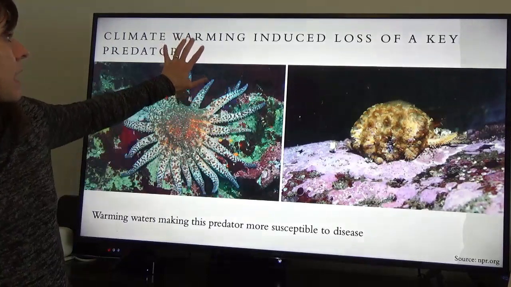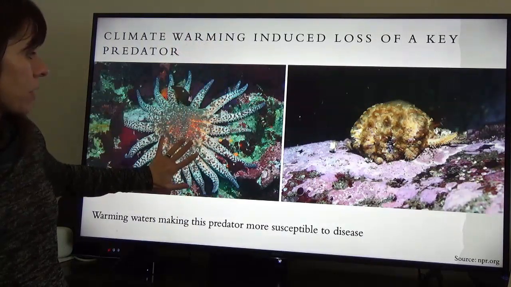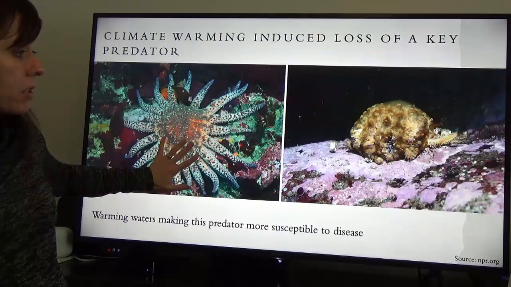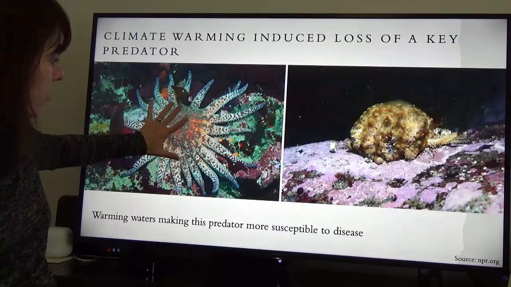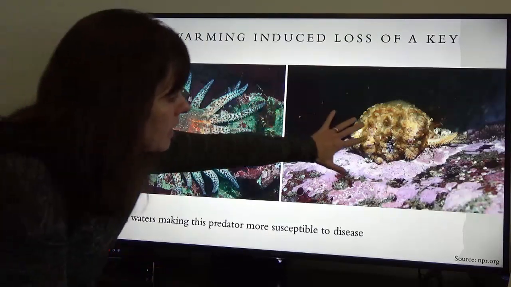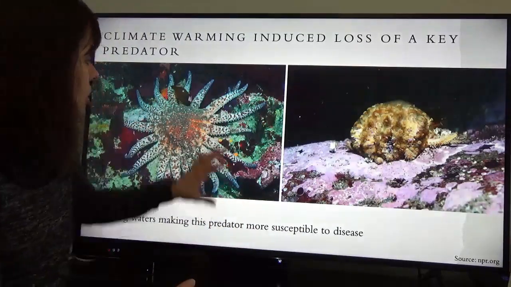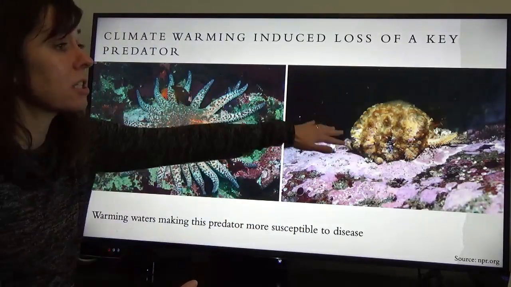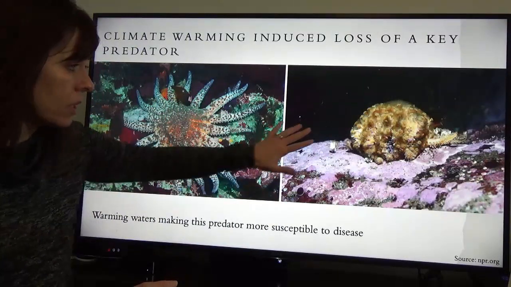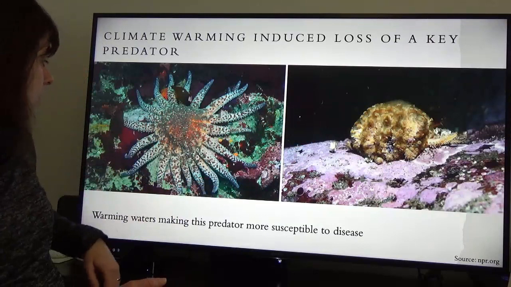One important piece is that climate warming is driving the loss of this really key predator of sea urchins. So this is the sunflower star. It is a very large starfish, and you can see that here it has an urchin. It's enveloped an urchin in its arms, and it's consuming that urchin. Okay, so this is a key predator of urchins in this ecosystem.